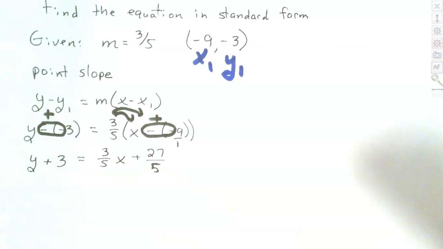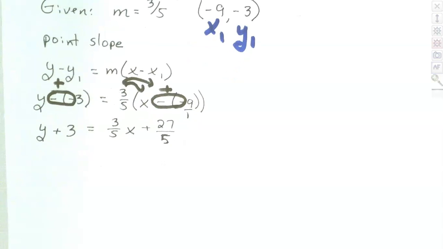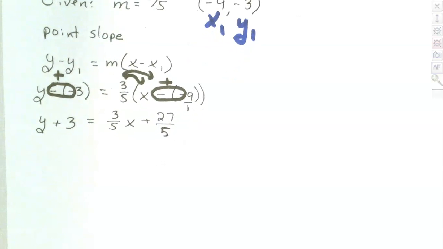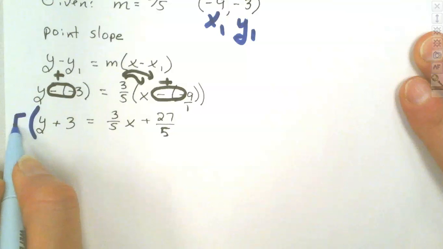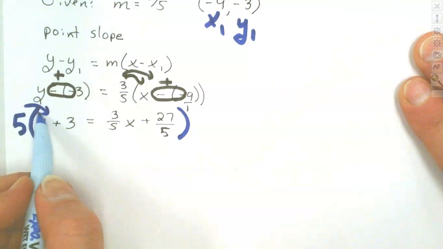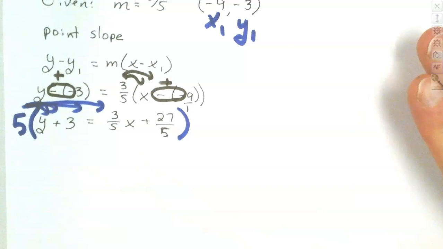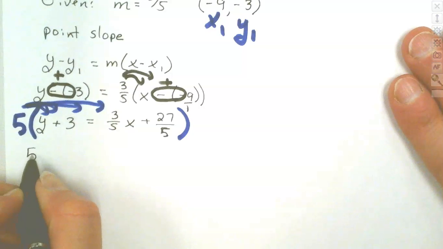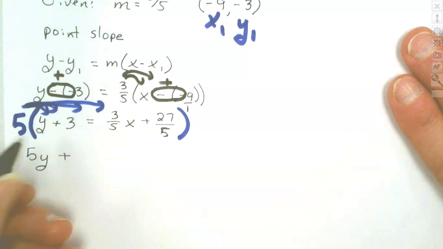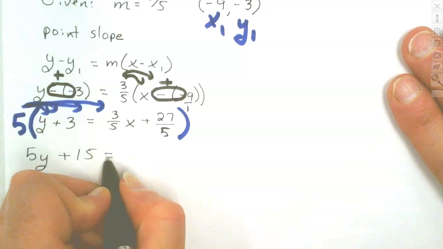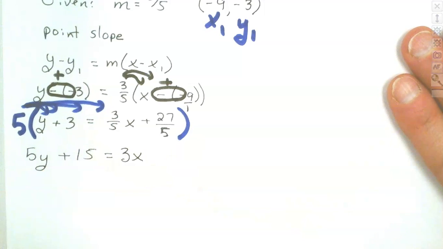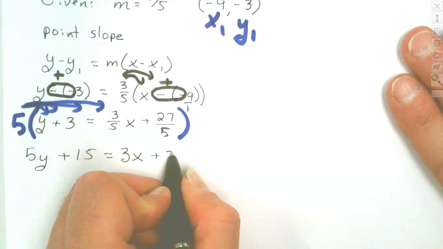We want this now in standard form. And in standard form, we can't have any fractions. So we need to get rid of those fractions. So how do we do that? Well, it looks like our denominator is a 5, right? So we're going to multiply everything by a 5. Distribute that through. And then clean it up from there. So distributing that 5 through, we get 5y plus 5 times 3 is 15. The 5's cancel, leaving you with the 3x. 5's cancel, that leaves you with the 27.